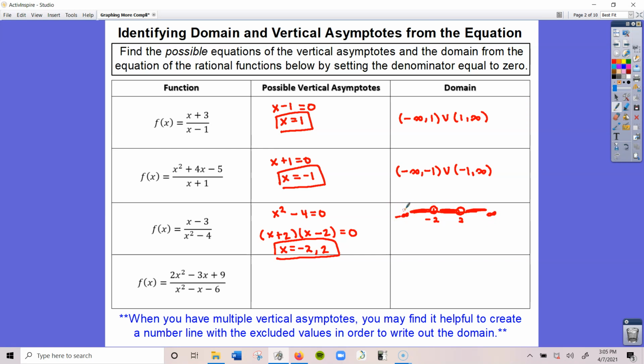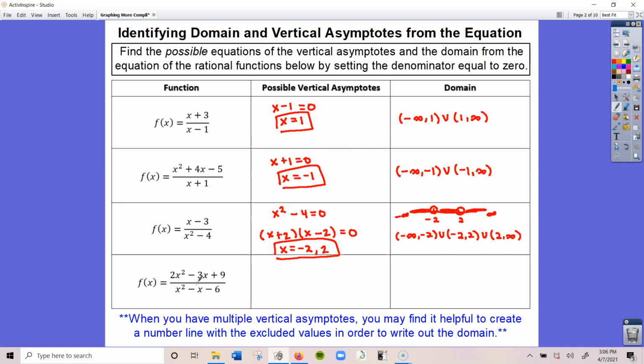So my domain is going to be from negative infinity to negative 2, not included, so I put a parentheses. Then I have this middle section, so I'm going to put union negative 2 to 2. And then this last section here, union 2 to infinity. So if you do your number line, however many shaded areas you have, that's how many intervals for the domain you will have.